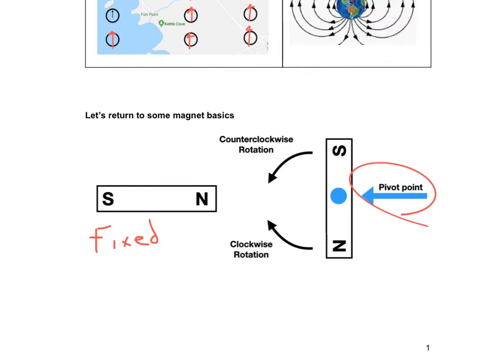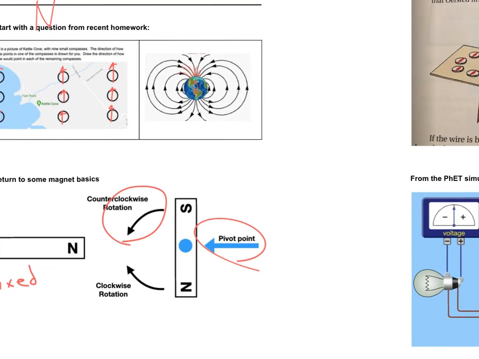And so what happens is opposite poles attract. So where this magnet is fixed and this one can swing, you're going to see a counterclockwise rotation, and that South Pole is going to try to get as close to the North Pole as it can. So you'll see a variety of problems like that, both on the practice set tonight and on the upcoming unit test.